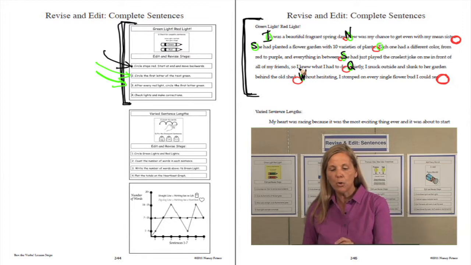Finally, I go to my red circles, and if there's not a stop, then I'm going to put a stop in. Notice the only red circle that I can fix is the last one. I'll read that sentence.